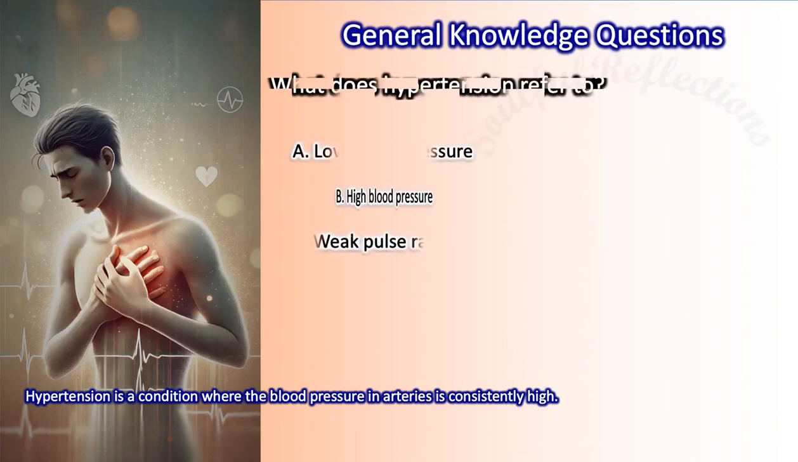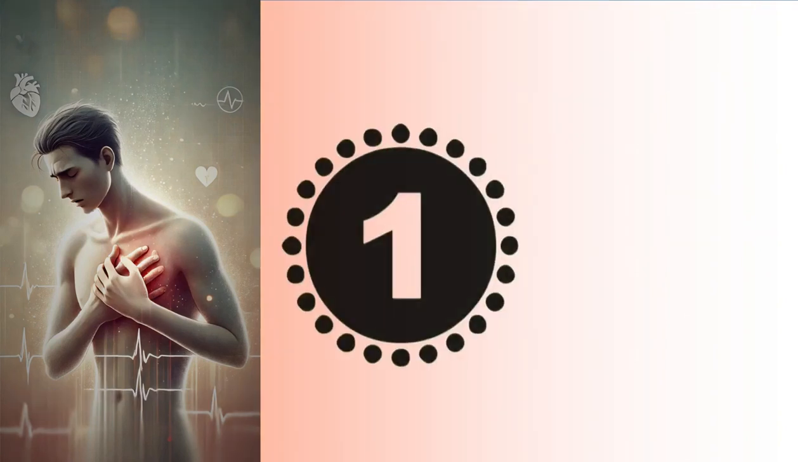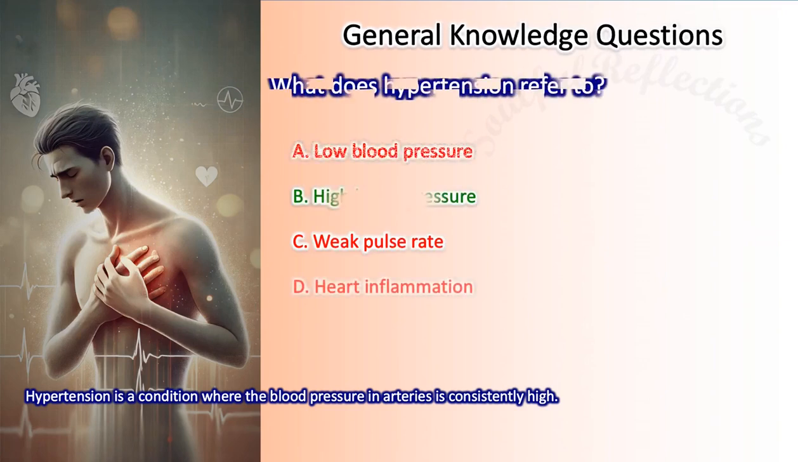What does hypertension refer to? Option 1, low blood pressure. Option 2, high blood pressure. Option 3, weak pulse rate. Option 4, heart inflammation. The answer is, option 2, high blood pressure.